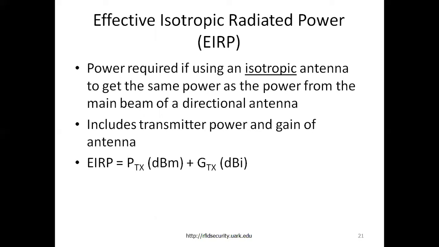Here the effective isotropic radiated power is a very important parameter in antenna designing, and we almost always call it in wave propagation and wireless communications. It is the power required if we are using an isotropic antenna to get the same power as the power from the main beam direction. So that includes transmit power and the gain of the antenna. Effective isotropic radiated power equals transmitted power in dBm plus gain of the transmitting antenna, which gives us our radiated power value. This is the formula which can be used to find the EIRP.